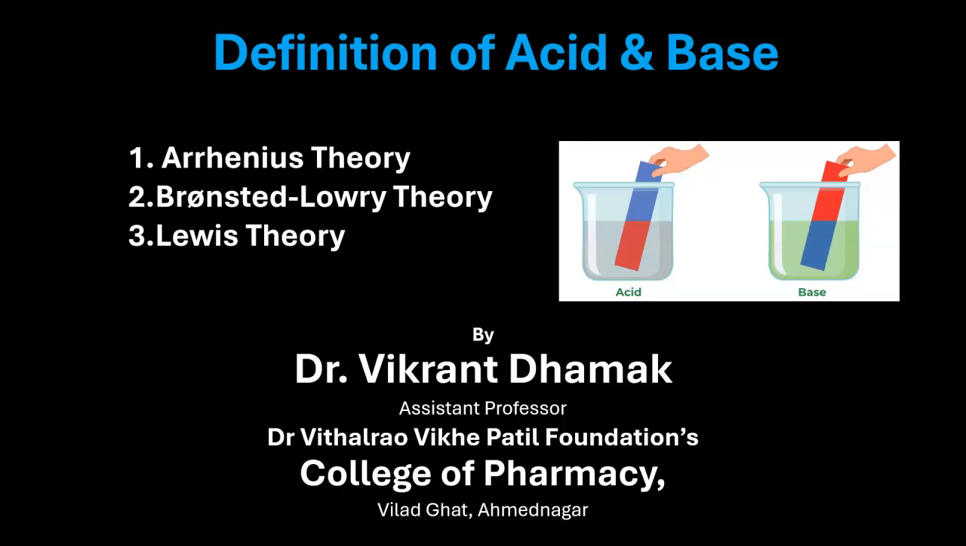In this video we will see the definition of acids and bases. There are three theories which discuss the definition of an acid and a base. It depends on the characteristics of an acid and base or the compounds. So the first theory is the Arrhenius theory, the second is the Bronsted and Lowry theory, and the third is the Lewis acid base theory, or it is also called the Lewis theory.